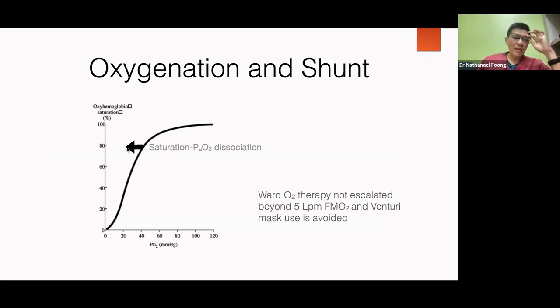So that means while the saturation may look good, the PO2 can be quite bad. By allowing the ward to escalate the face mask to 10 liters, 15 liters, or even a venturi mask, it may actually mask a worsening hypoxemia. So we tend to limit it to 5 liters and probably bring them in early if the patient is not improving. Furthermore, we are also a bit concerned about the effect of using 15 liters of oxygen on a patient, whether there's any significant droplet dispersion.